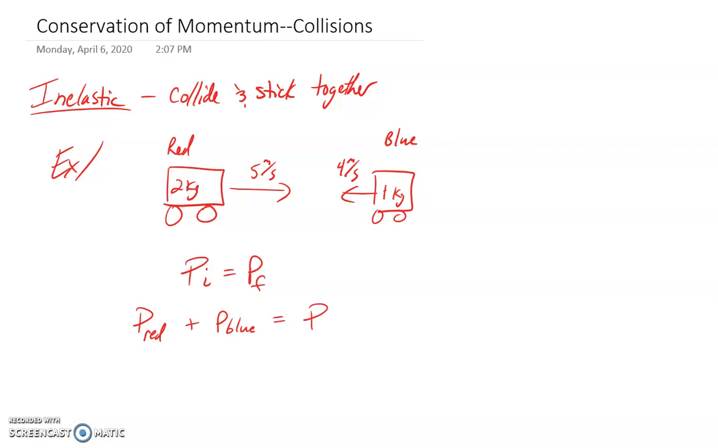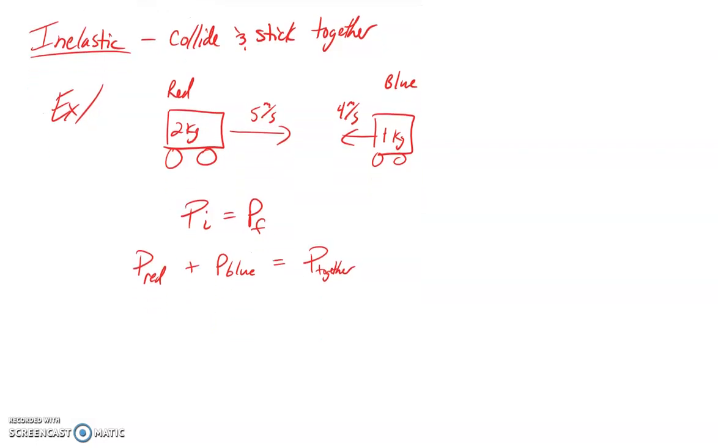So we've got our P, we can just call it together, because they're going to stick together as one. So before they collide, our momentum is mass times velocity. So 2 kilograms times 5 meters per second. For blue, 1 kilogram times 4 meters per second in the opposite direction. So direction is very important.